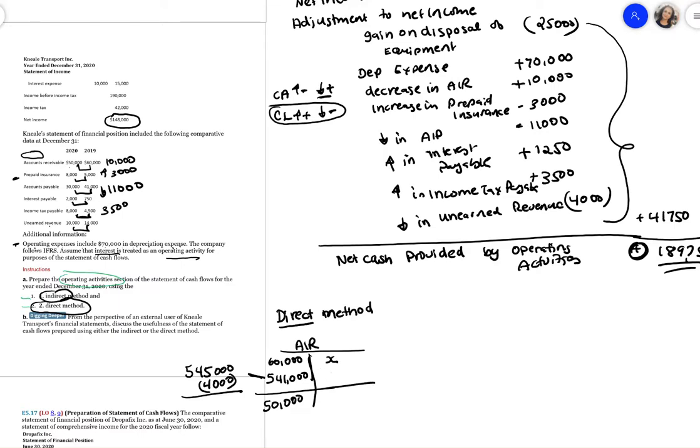And then what we're looking at is what we collected from the customer. So in order to do that, you have 60 plus the 541 minus the 50 will give you the number that you need. So let's see what number we need. So 60 plus the 540 minus your 50 will give me 551,000. So that's the cash we collected from customers.